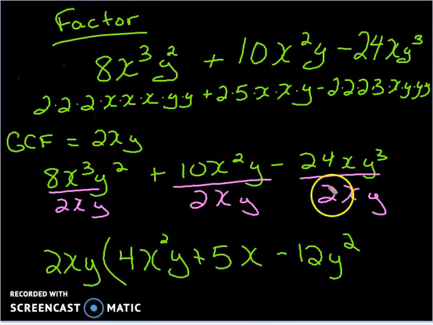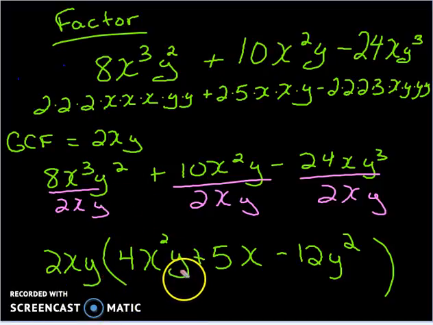My third term, I take 24 divided by 2. I leave the subtraction or the negative alone. 24 divided by 2 is 12. The x's, these 2 x's here, divide to make a 1, and 12 times 1 is 12. And y cubed divided by y, take my exponents, subtract them, 3 minus 1, and I end up with y squared. So that's factoring out my GCF. My factored form is 2xy times the quantity 4x squared y plus 5x minus 12y squared.